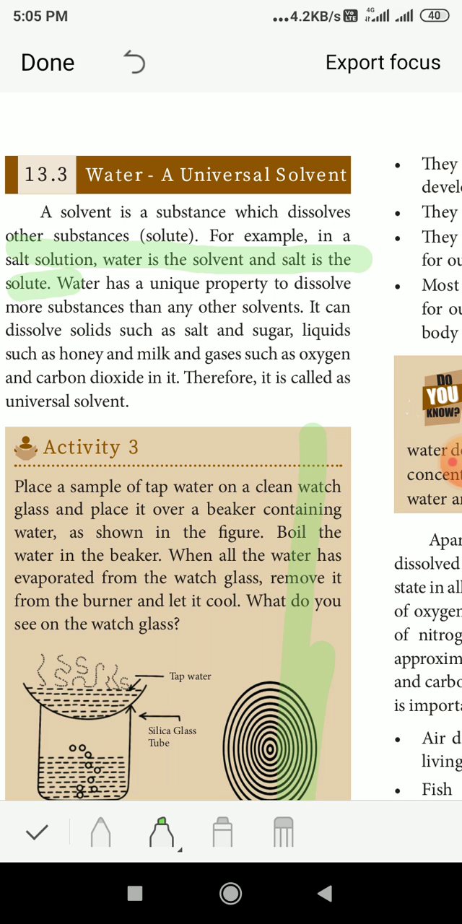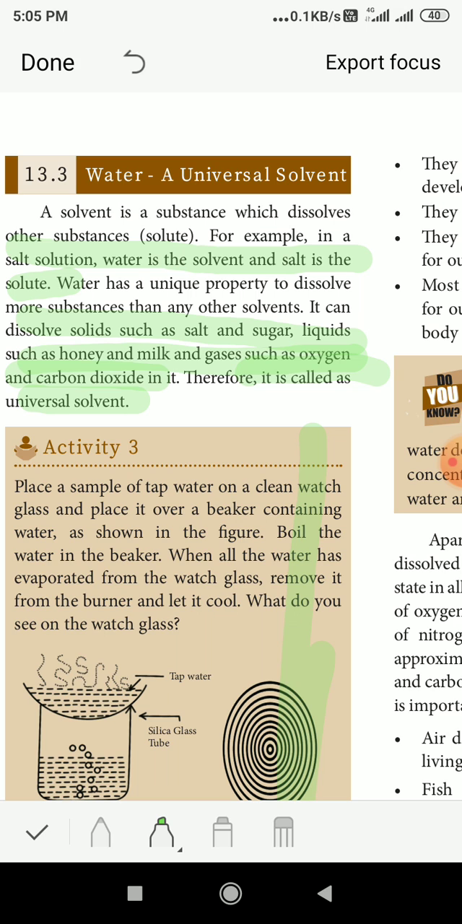Water has a unique property to dissolve most substances. It dissolves solids such as salt and sugar, liquids such as honey and milk, and gases such as oxygen and carbon dioxide. Therefore it is called the universal solvent. Why is water called the universal solvent? It dissolves whatever gets into the water. The water is the solvent and the other substances become the solute. That means salt, sugar, honey, and milk all become the solute.